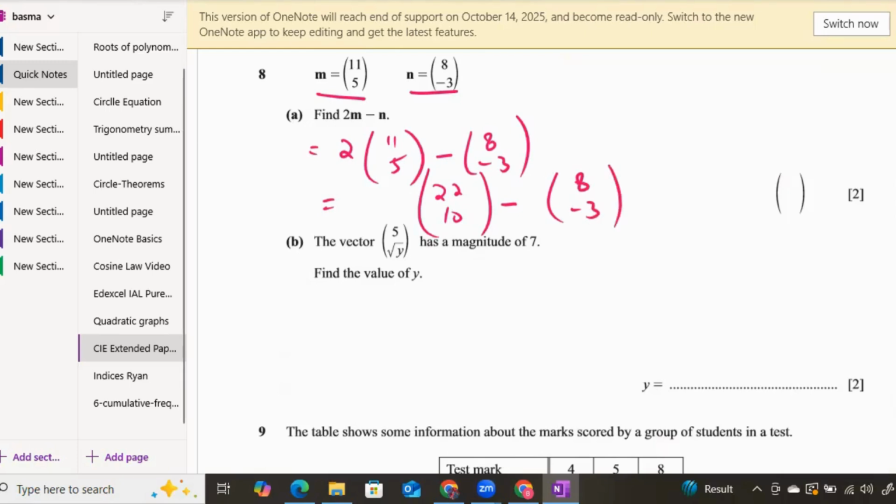Now we subtract these two vectors, which is 22 minus 8 and 10 minus 3. That gives you 22 minus 8 would be 14, and 10 minus 3 will be plus 3. So that becomes 10 plus 3 as 13. Okay. So here is your answer to part A for question 8.